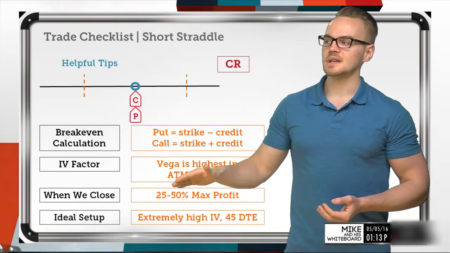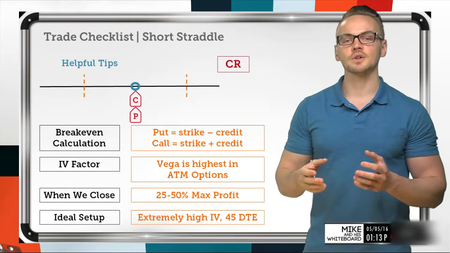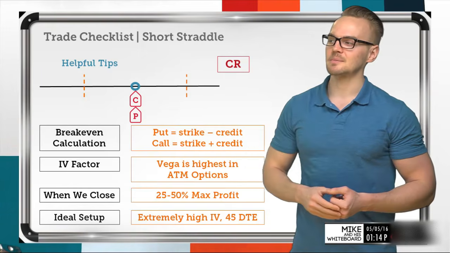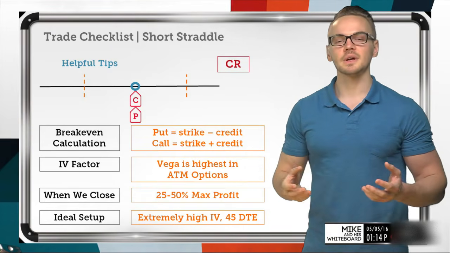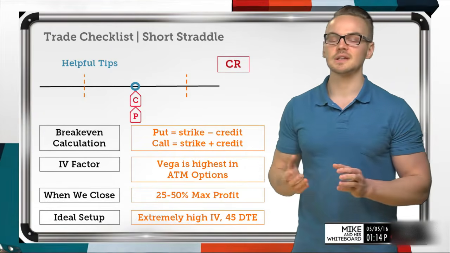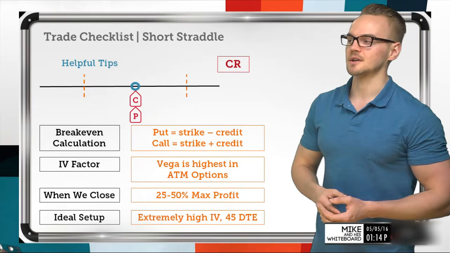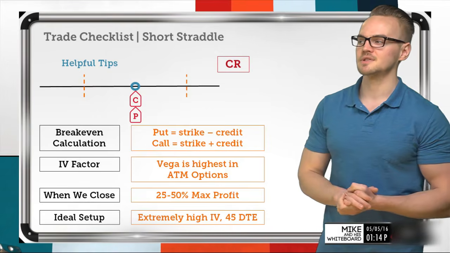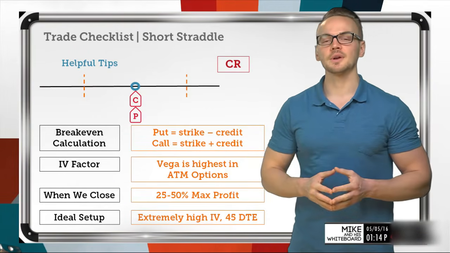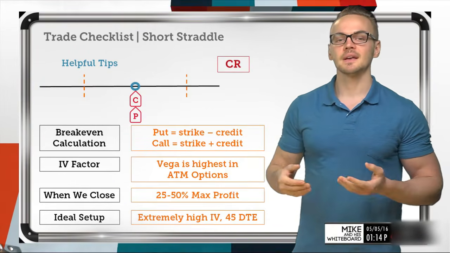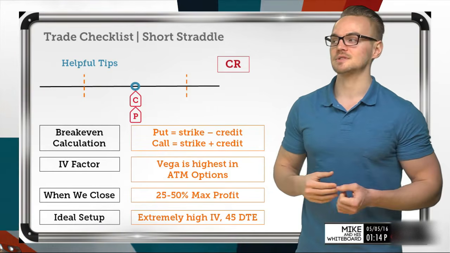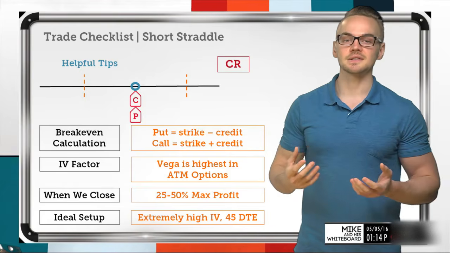We probably won't see 50% max profit until much closer to expiration, but we would probably see 25% or maybe 30% pretty quickly along in that trade. We wouldn't have to wait so long down that expiration cycle. And again, extremely high IV is going to be most beneficial for this strategy, and we're still going to look at that 45 days till expiration time frame, as that's where we start to see theta decay accelerate, which means that these options are going to start rapidly decreasing in price.